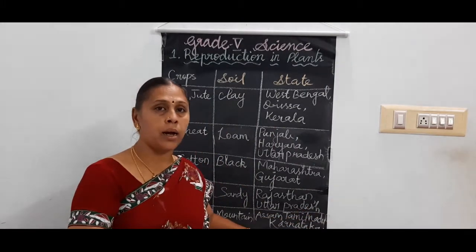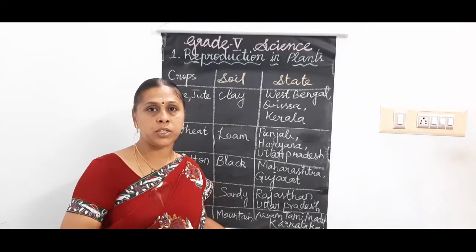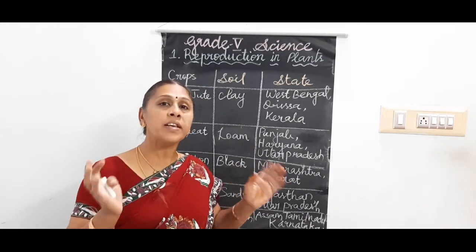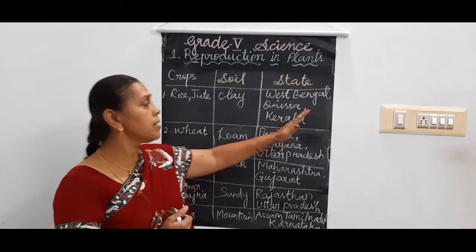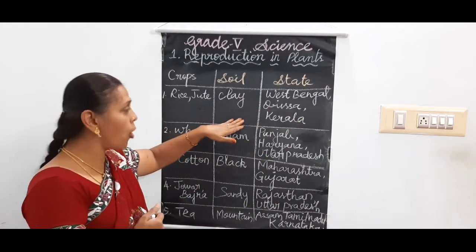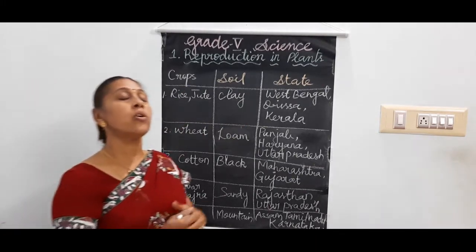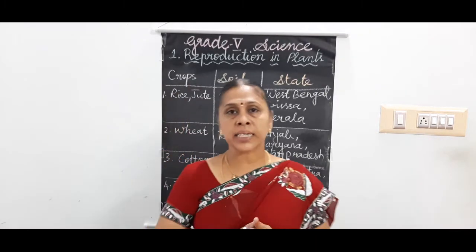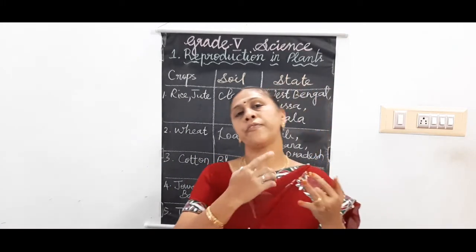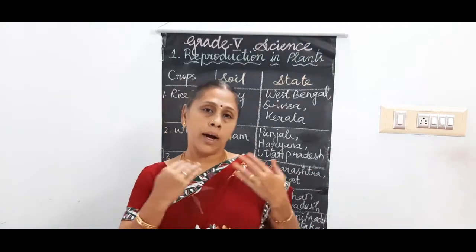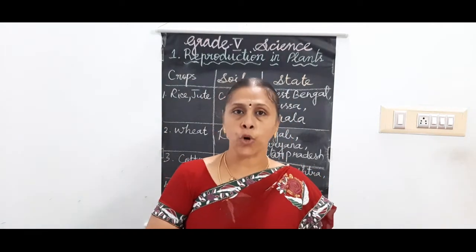Then Karnataka. In Karnataka, coffee seeds are very famous. Coorg, the place, coffee seeds are produced. And like this, different places having different soil conditions will be suitable for these plants to grow. So from this, I think you understand that different crops need different climatic factors, different soil and other minerals also for their growth.